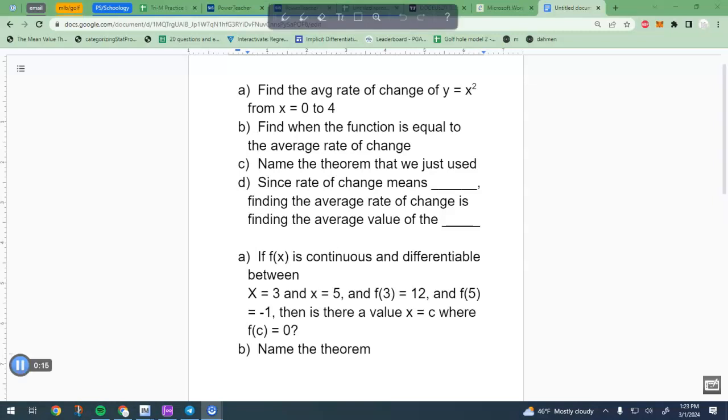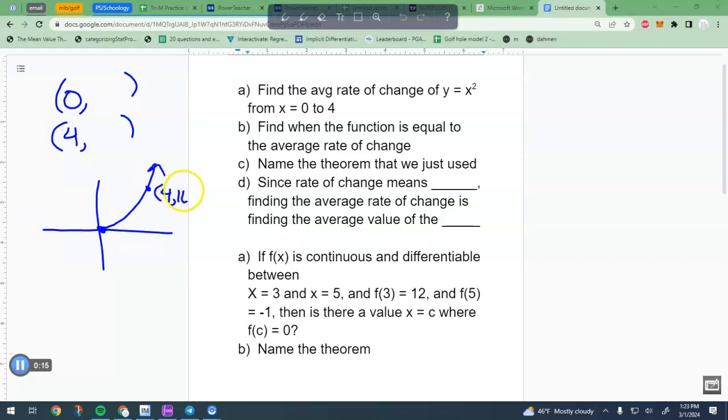Rate of change. I'm impressed. More of you guys remember this than I expected. Average rate of change, you'd go, okay, it's 0, 1, and 4, 1. So x squared looks like this. A point there and a point here at 4, 16. And we're finding the average rate of change, which is that slope. So this is like 0, 0, 4, 16, and then find that slope. 16 minus 0 divided by 4 minus 0. The slope of that line is 4. The average rate of change is 4.